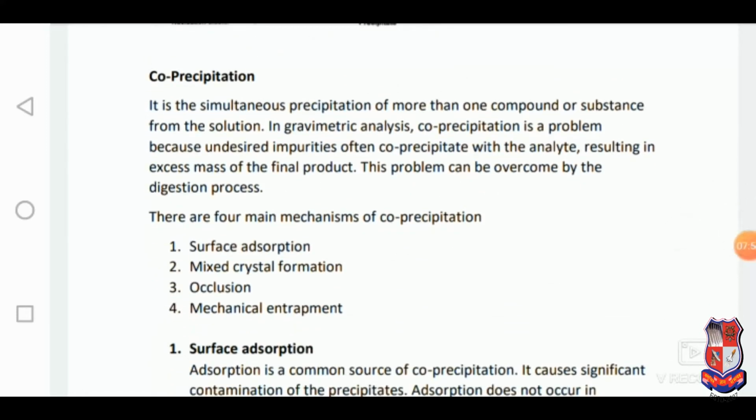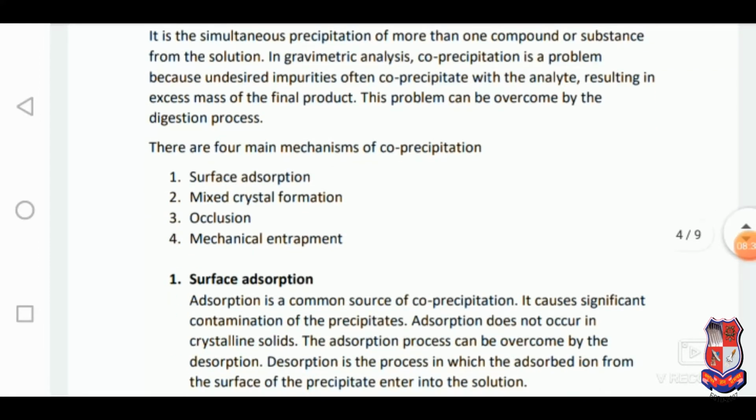Co-precipitation. This co-precipitation is a type of impurity mechanism involved in gravimetric analysis. We have to remove problems like co-precipitation and post-precipitation, which we will discuss later. Here co-precipitation is a problem because undesired impurities often co-precipitate with the analyte, resulting in excess mass of the final product. This problem can be overcome by the digestion process.